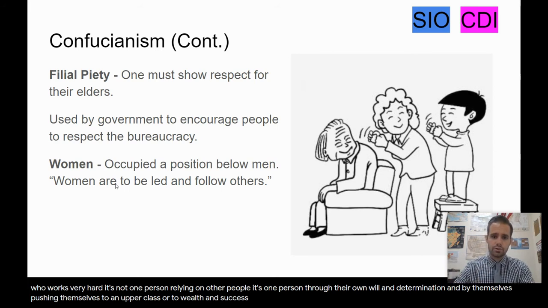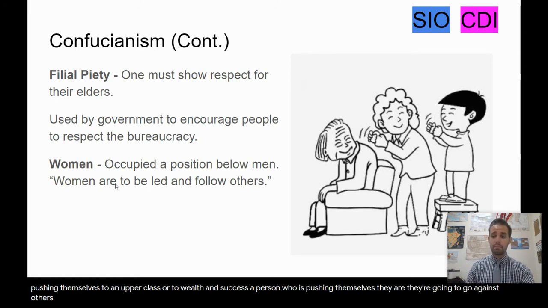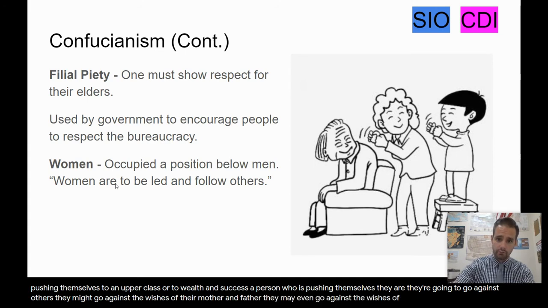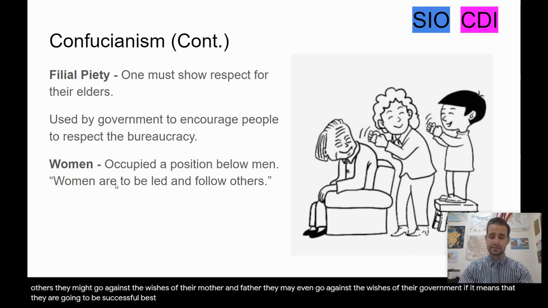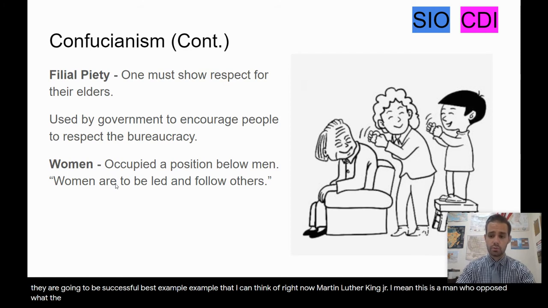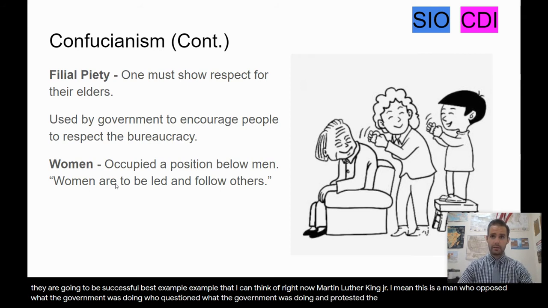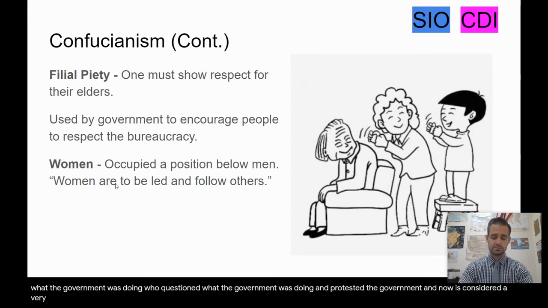This person who is pushing themselves, they're going to go against others. They might go against the wishes of their mother and father. They may even go against the wishes of their government if it means that they are going to be successful. Best example that I can think of right now, Martin Luther King Jr. I mean, this is a man who opposed what the government was doing, who questioned what the government was doing and protested the government, and now is considered a very successful person.